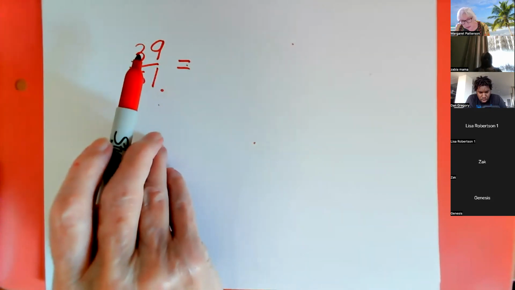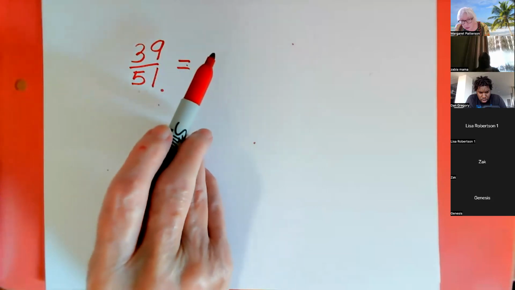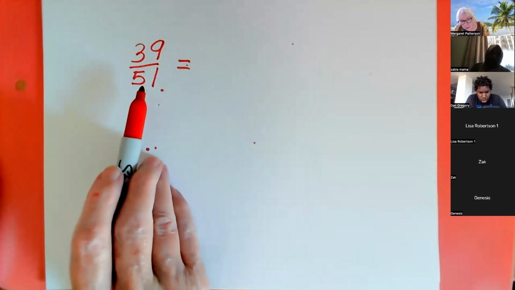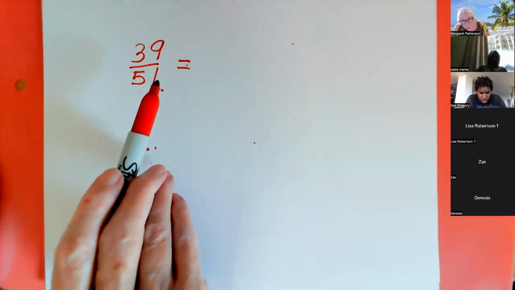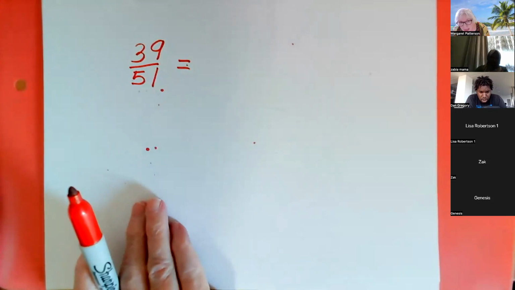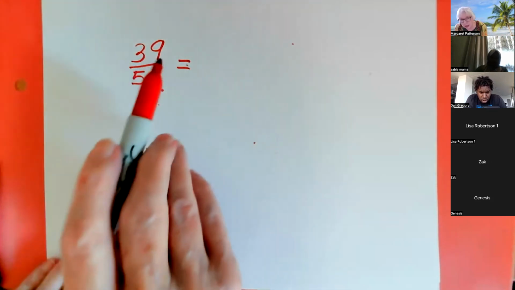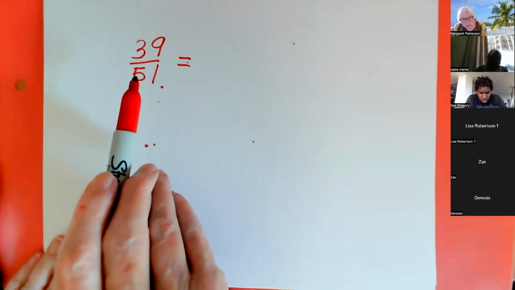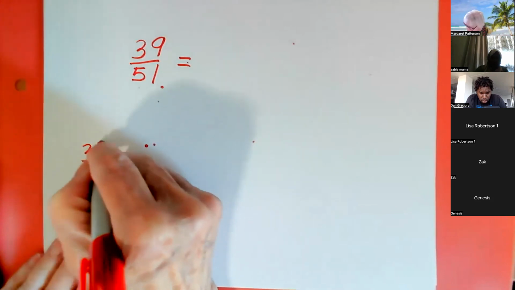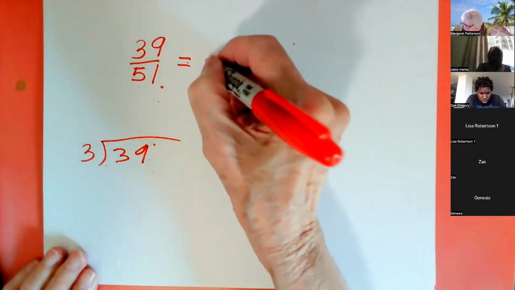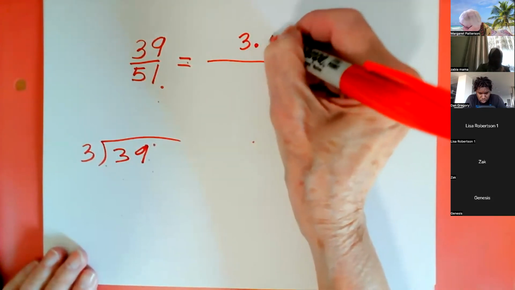If you add the digits, 3 and 9 is 12. Does 3 divide 12? Yes. This is 51, one of my favorite numbers because nobody figures this out. 5 and 1 is 6. Does 3 divide 6? Yes. That means that both of these divide by 3. And so you can clearly see if a number divides by 3 by adding the digits. So 3 into 39 is 13. So I'm going to do it like this, 3 times 13.